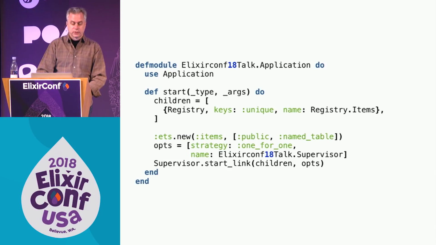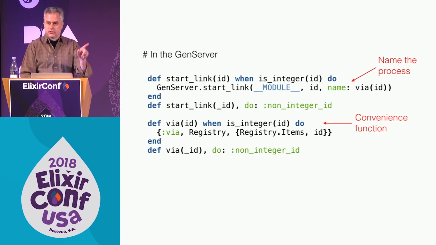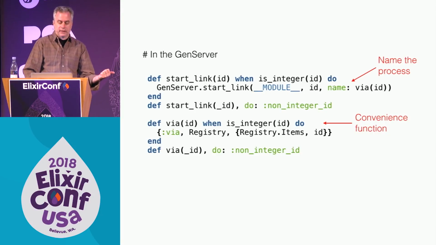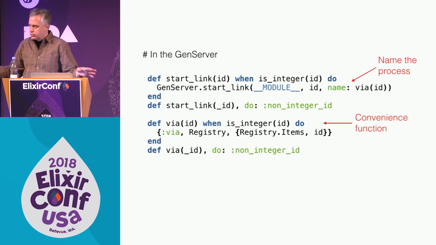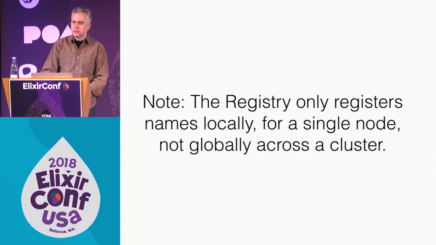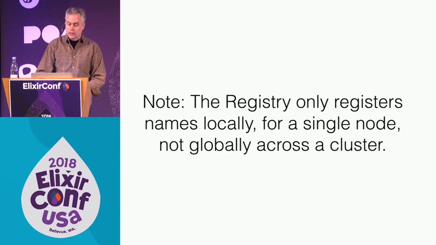So one thing we've got to do if we're going to use the registry is we've got to start it. So we're back in our application.ex file. We add it to the children and start it under our supervisor. Then back in gen server land, we add the name there, and that will name that individual process as it starts up with the via tuple. And we provide ourselves with a convenience function that means that we don't have to manually create a via tuple at all times. We can just pass it in an ID and it'll give us one back. We make this public so that any other process or any other module in the system can easily get a via tuple through this. A couple things about the registry. It's only local, so it'll only register processes on a local node, not across them.